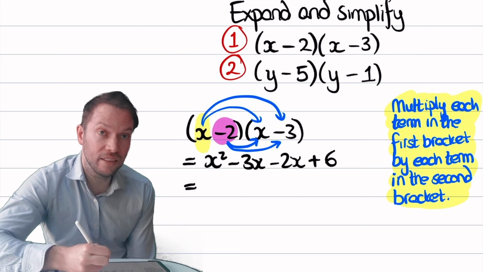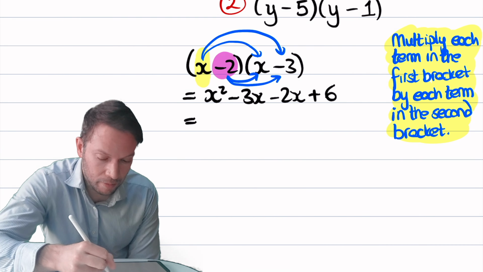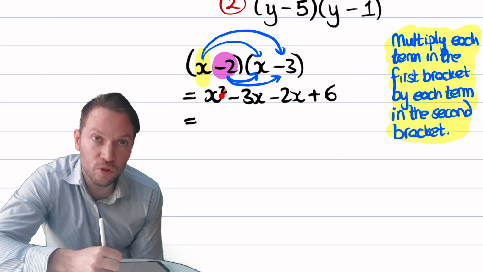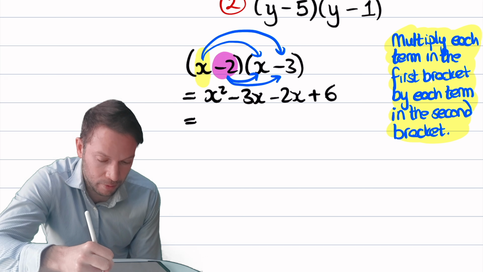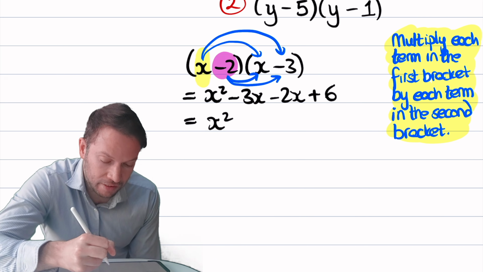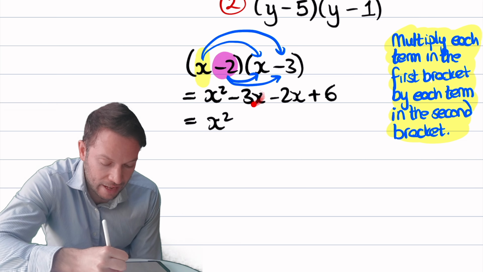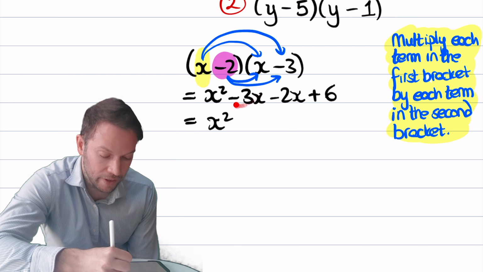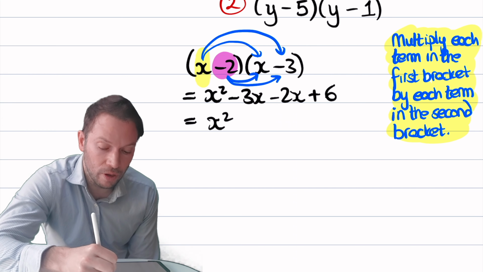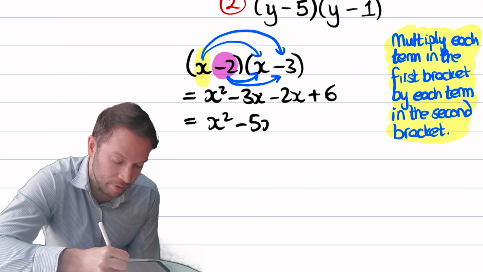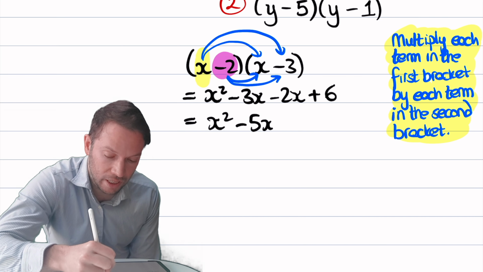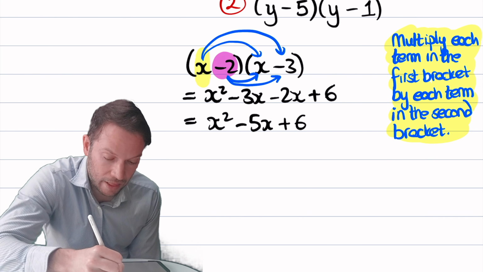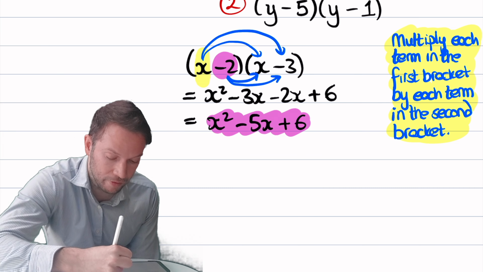And then what we do is we collect like terms. So x squared doesn't collect with anything. It doesn't simplify with anything because it's the only x squared term. This doesn't have a squared. This doesn't have a squared. So the x squared just stays as it is. However, these are x terms without a power, so they can collect together. So if you have negative 3 lots of x and you subtract 2 lots of x, you have minus 5 lots of x. So that simplifies like that. And then finally, we've got this constant term here, the plus 6, which just stays as plus 6. And that is the final answer. Those brackets have been fully expanded now.